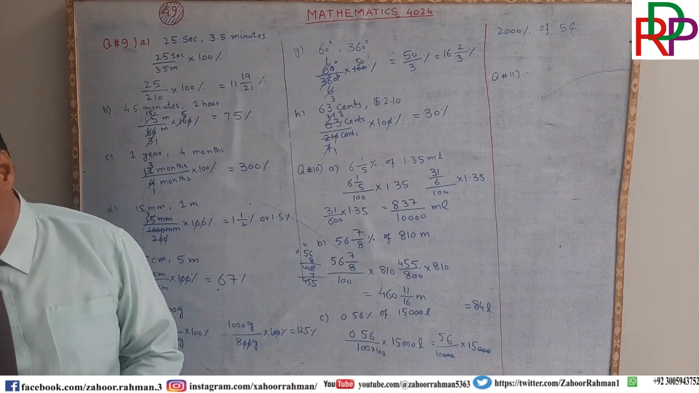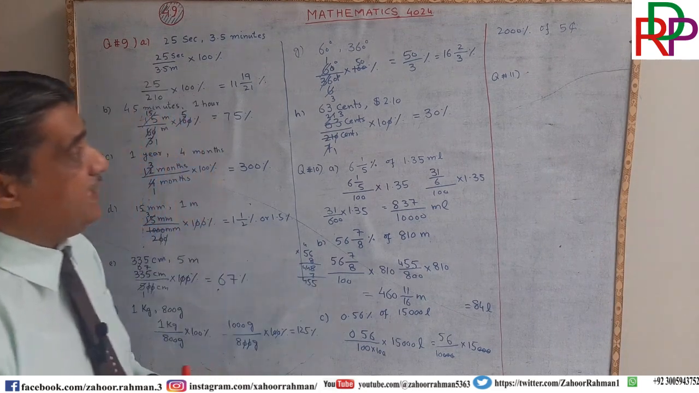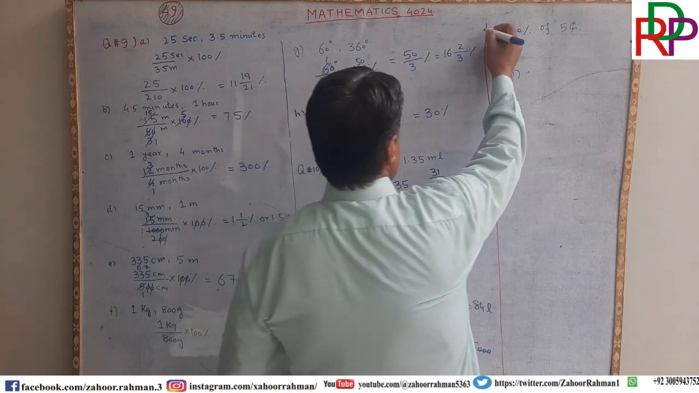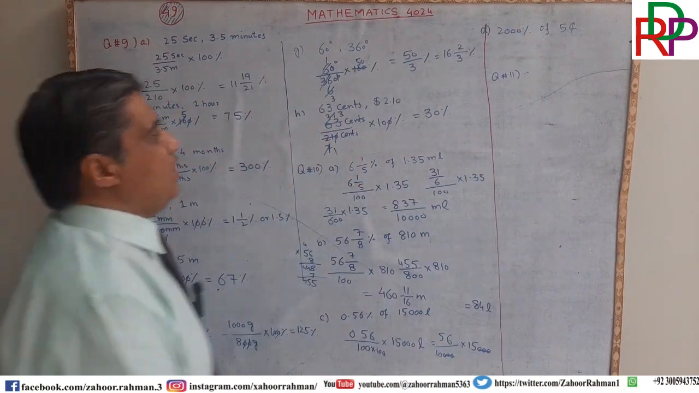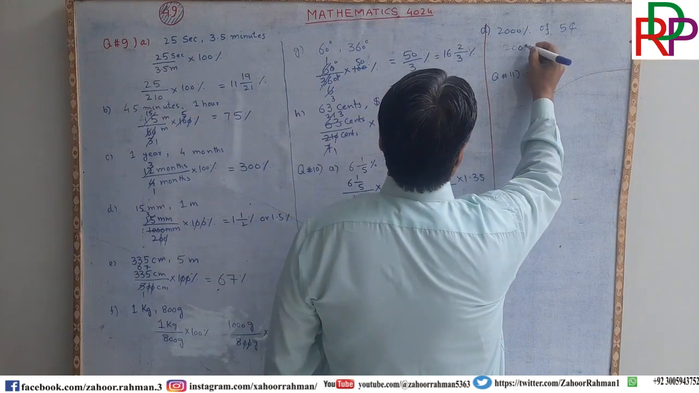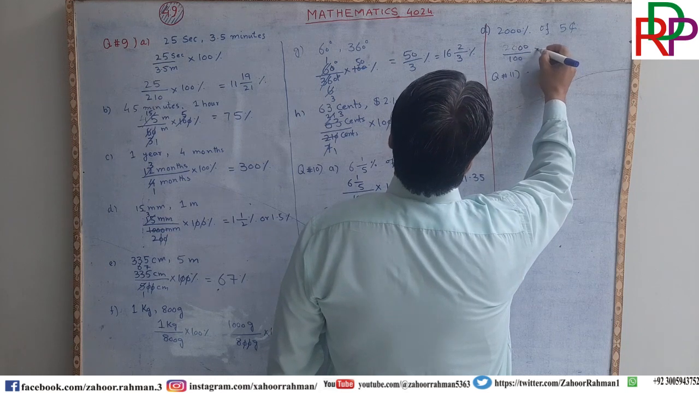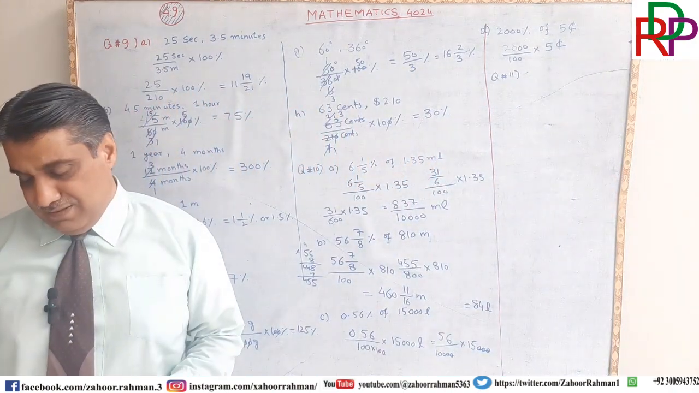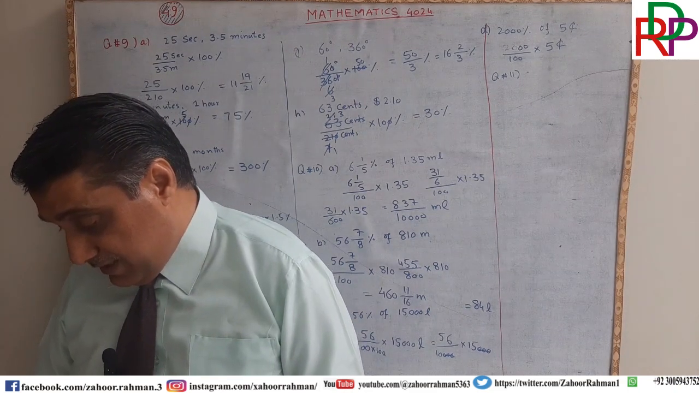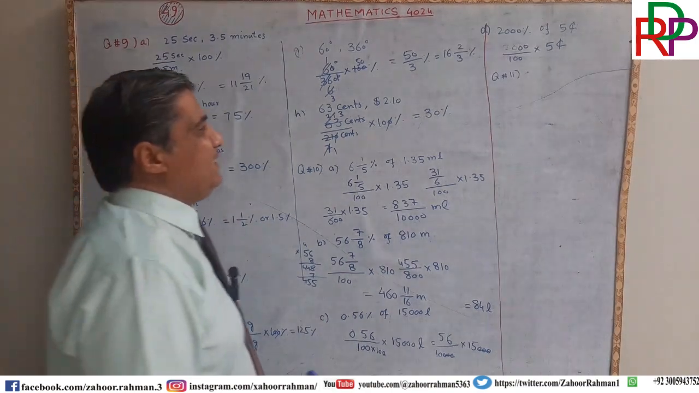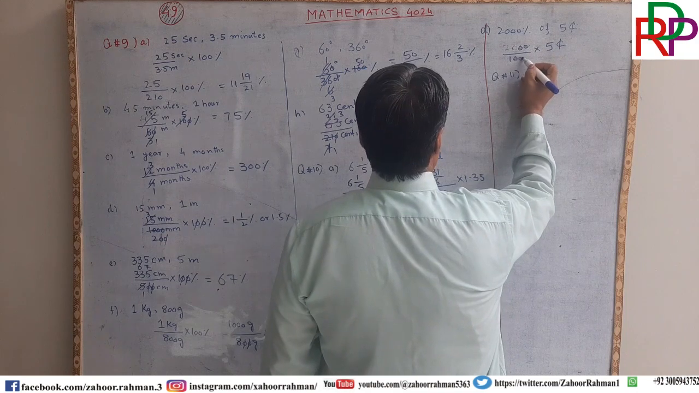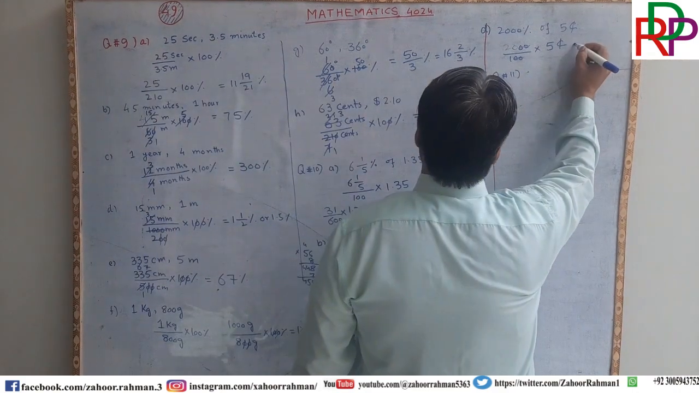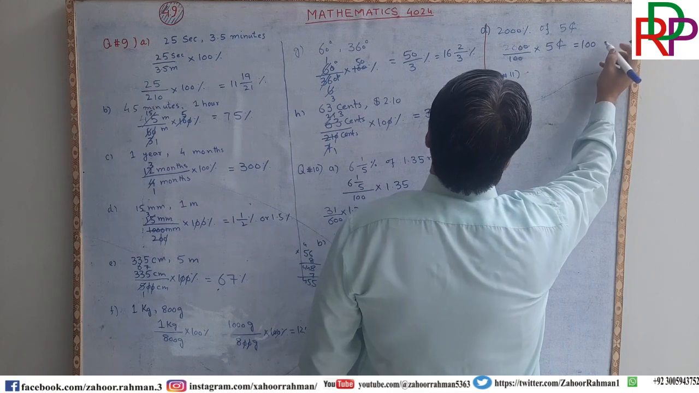So that was part number D. There is also another part, and that is part number F. See, this is part number D, not F. So 2,000% of 5 cents. This is the symbol for the cents. So we are cutting these two zeros with these two zeros in the denominator, and it will be 100 cents.